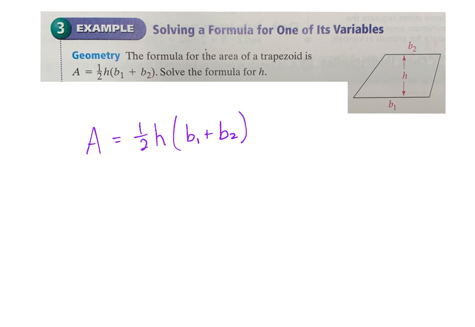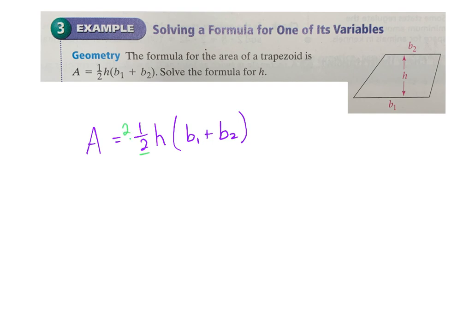So if they wanted me to solve for base 1, I would have to distribute here, potentially, or divide by the h first and subtract. But when it's something like this where the height's already by itself, I don't have to worry about it at all. I get rid of my half and then I get rid of my group. So the first thing I want to get rid of is this 1/2. How do I get rid of a fraction? Multiply by the reciprocal. In this case, it is 2.